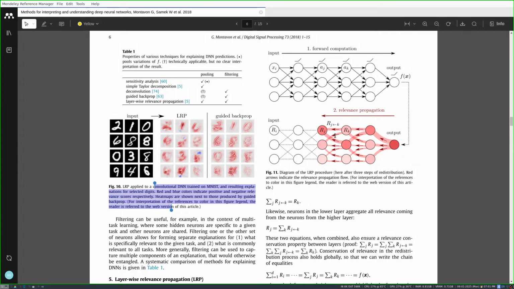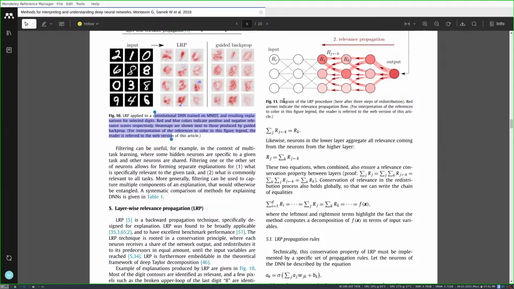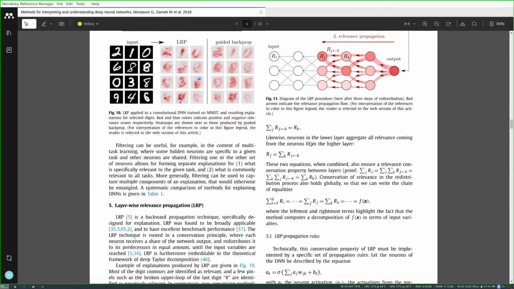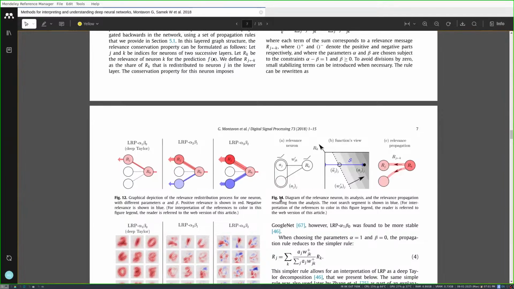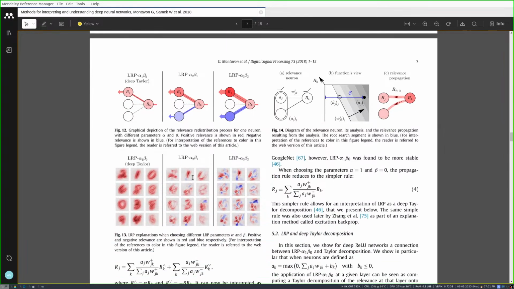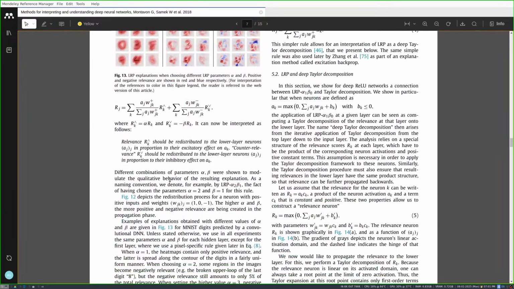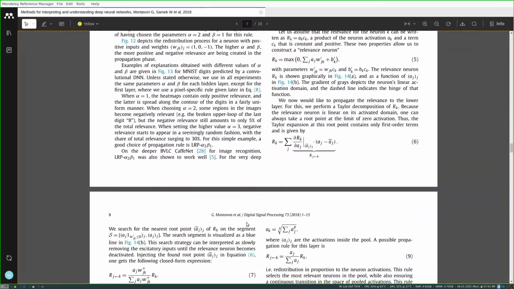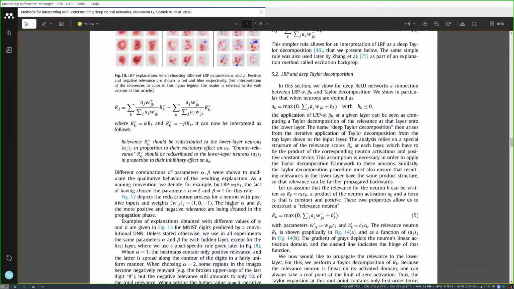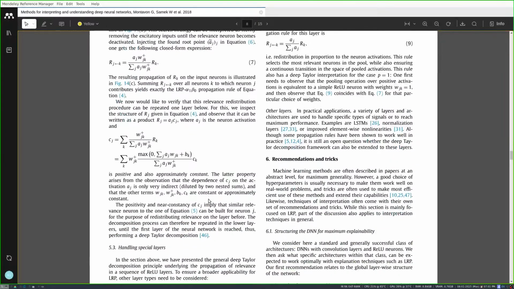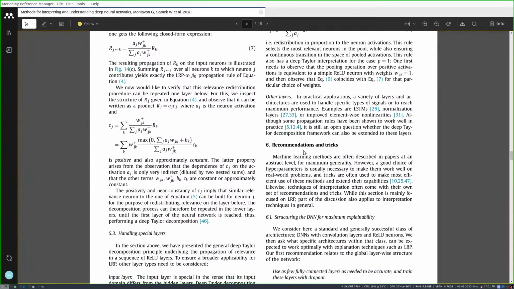Forward propagation and backward propagation. I don't know what is propagated backwards. Relevance? Though I don't know what relevance is. Yeah, what I do know is we are not finishing reading this paper today. It's not short, right? Recommendation, tricks.